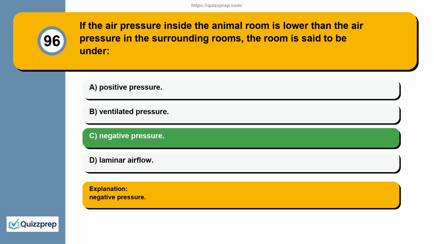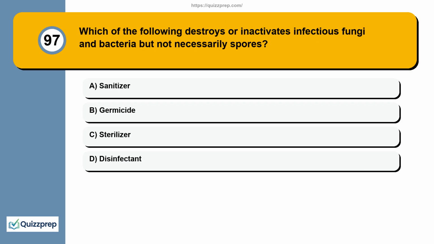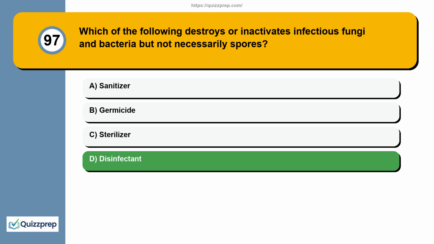Question 97. Which of the following destroys or inactivates infectious fungi and bacteria but not necessarily spores? Option A, sanitizer. Option B, germicide. Option C, sterilizer. Option D, disinfectant. The correct answer is option D, disinfectant.